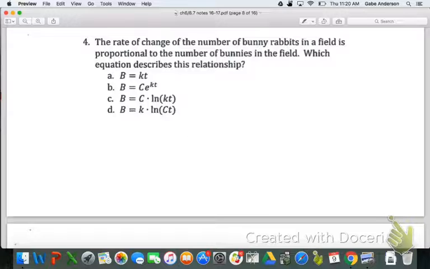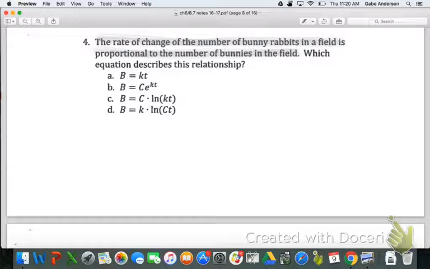And this skill is useful. This skill that I'm about to show you is very useful. We're going to want to be good at this. We'll practice it a lot more in the next section, but we want to be good at this. So if I look at this phrase right here, the rate of change of bunnies is proportional to the number of bunnies in the field, I can interpret that as a differential equation.